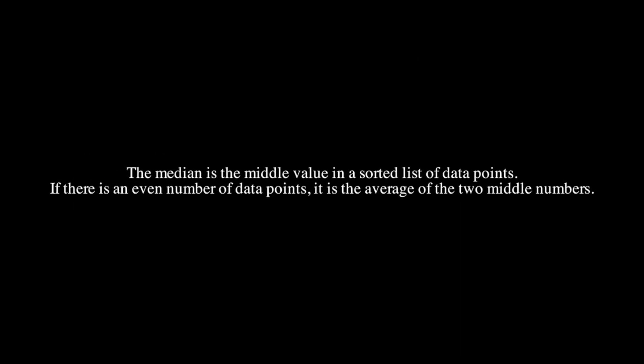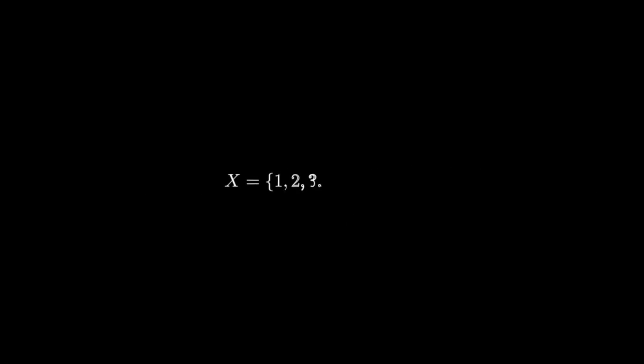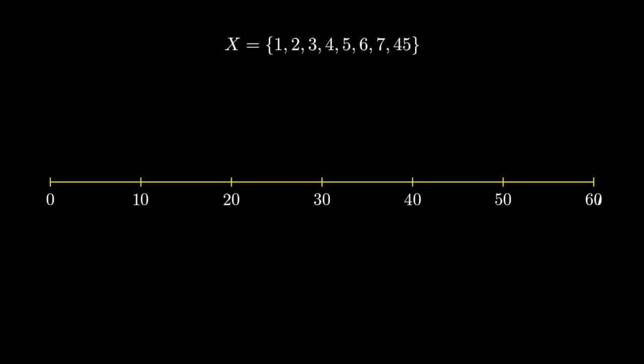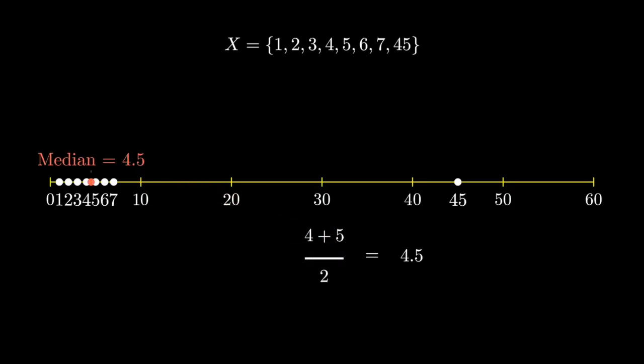The median, on the other hand, is the middle value in the sorted list of data points. If there is an even number of data points, it is the average of the two middle numbers. Let's again take the same set of numbers and plot it on the number line, with the same outlier 45, but this time we are calculating the median. Since this is already an ordered set, we list it out. We take 4 and 5 to be our middle values, add them up, divide by 2, and we get the median of 4.5.